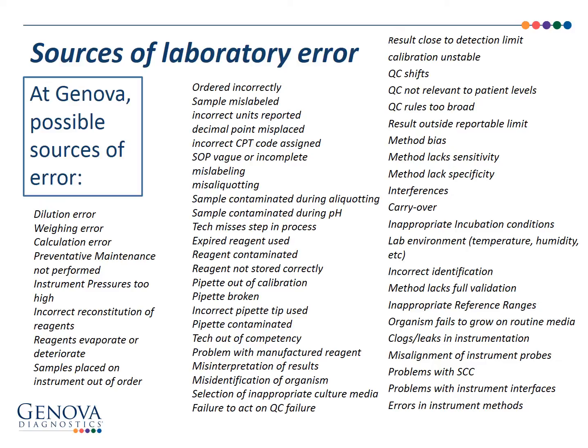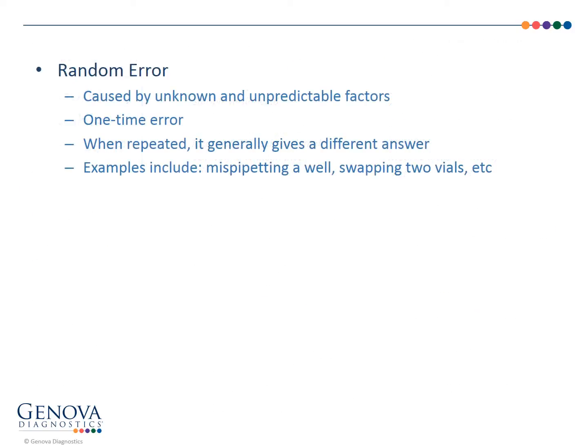And the problem is that during validation, we're never going to be able to isolate these sorts of errors and then measure them and account for them. So these sorts of errors are called random error. They're unknown, they're unpredictable, they're usually one time, meaning if you were to start the process over from the very beginning, you'd probably get a different answer at the end. These are the mispipetted wells. Say you're loading your vials onto the instrument and you accidentally swap two vials, that sort of thing.